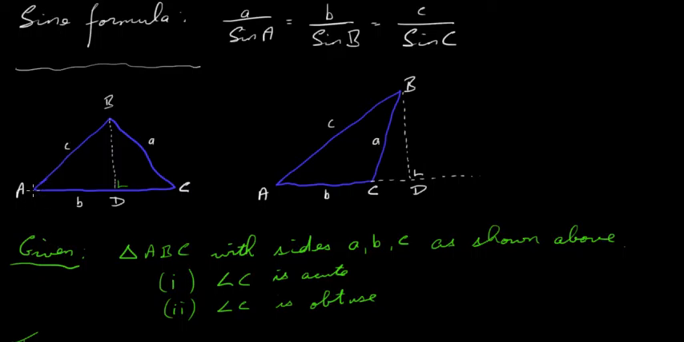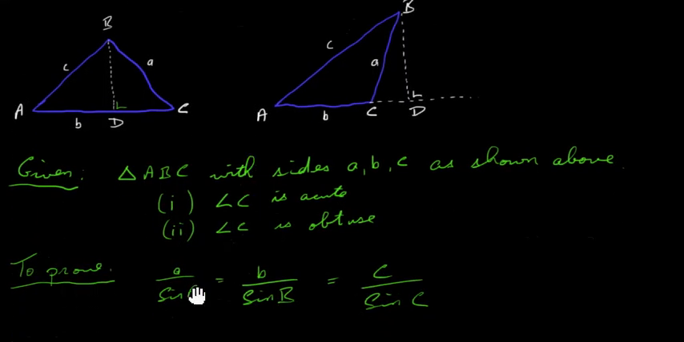Now I've identified the sides and the angles here. This vertex here is A, so its opposite side is small a. This is vertex B, or angle B, and its opposite side here is small b, and so on. Same on this side here. So that's what we're given. What we want to prove is this here.